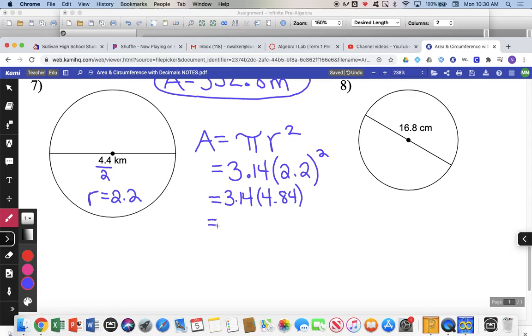Alright, when you multiply all of that out, 3.14 times 4.84. 15 point what, Harmony? Give me all those decimals. 15.1976. Alright, so let's look. Is it 15.1 or do we round up? It's 15.2, and what's your label? Hands.